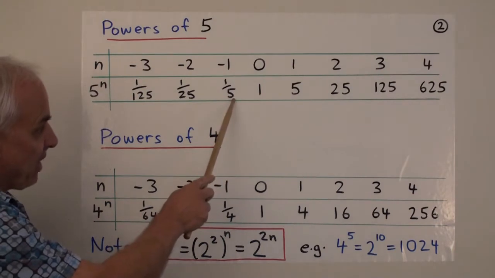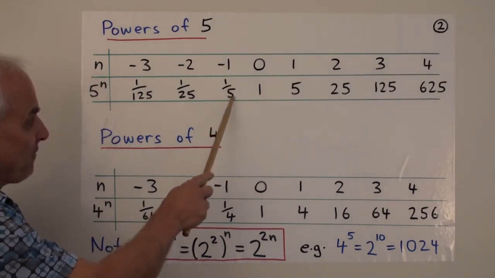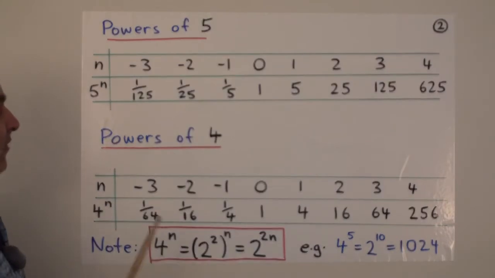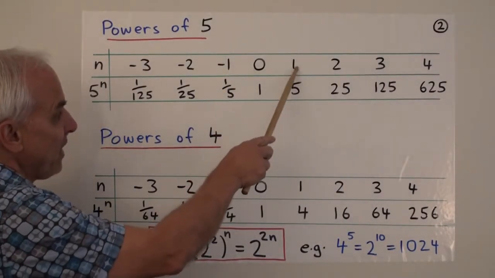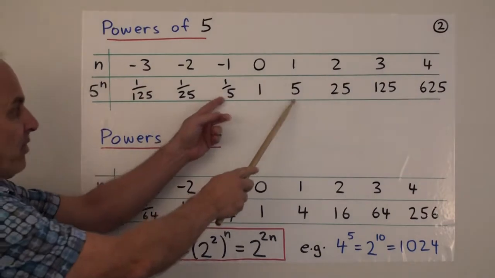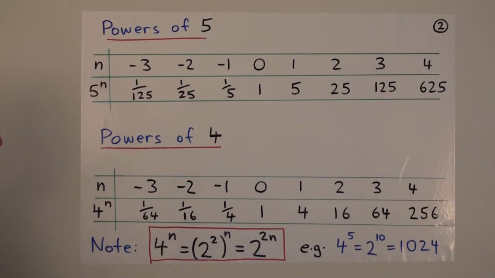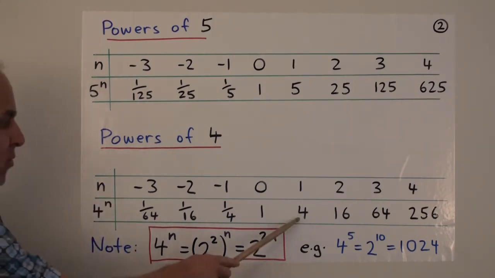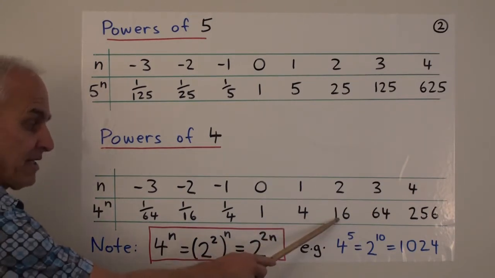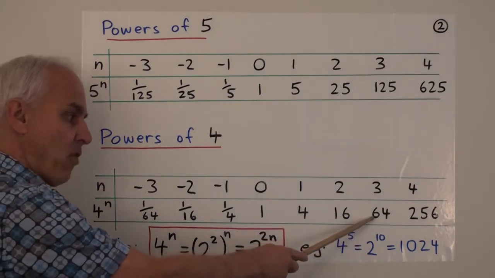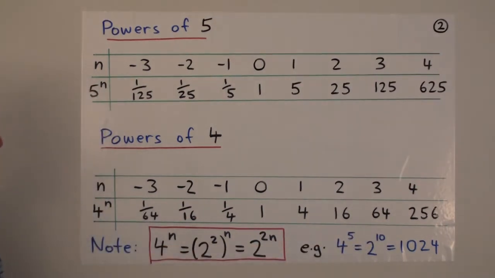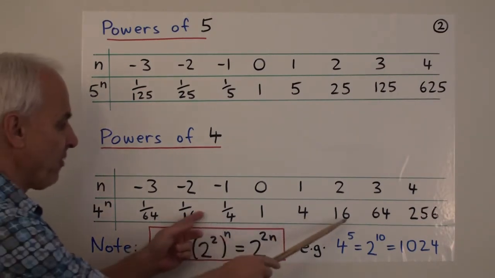Carrying on, dividing by 5. 5 to the minus 1 is 1/5. 5 to the minus 2 is 1/25, and so on. And again, there's a symmetry between 5 to the 1 and 5 to the minus 1. They're reciprocals. 5 squared and 5 to the minus 2 are reciprocals, and so on. And here are powers of 4. 4 to the 1 is 4. 4 squared is 16. 4 cubed is 64. 4 to the 4th is 256. 4 to the 0 is 1, just as always. And then here are the negative powers, which are the reciprocals of the positive powers.